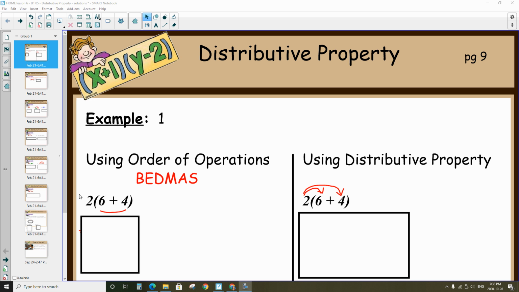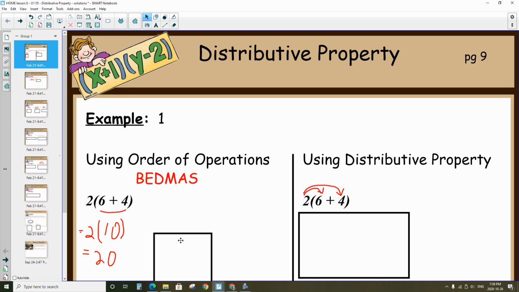So I've got this one example, 2 bracket 6 plus 4, and I'm going to use BEDMAS to eliminate the bracket. BEDMAS says to do what's inside the bracket first, which would be 6 plus 4, which gives us 10. Now we have 2 and then 10 in a bracket, and that means multiply. So we're multiplying 2 by the 10, which gives us 20. That's one way of solving this expression.